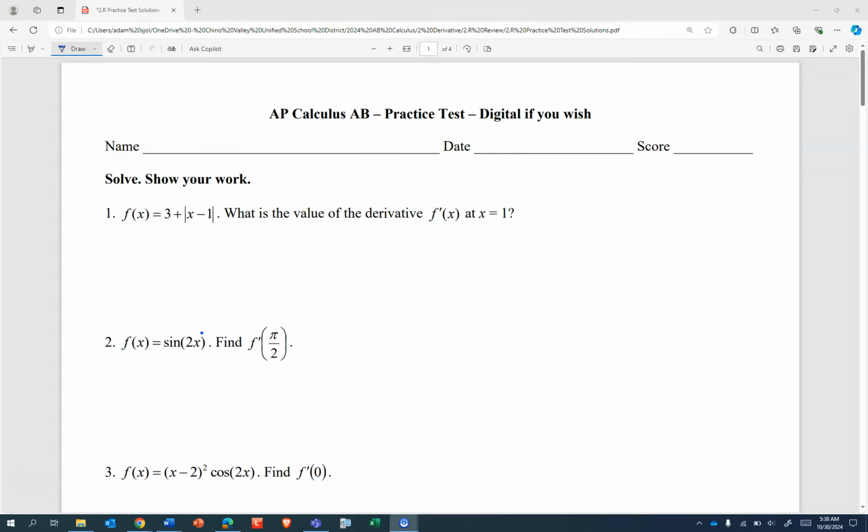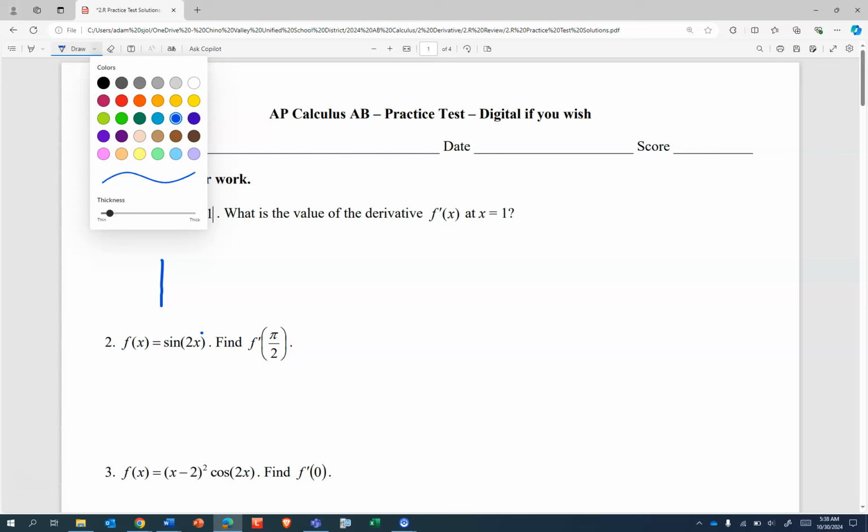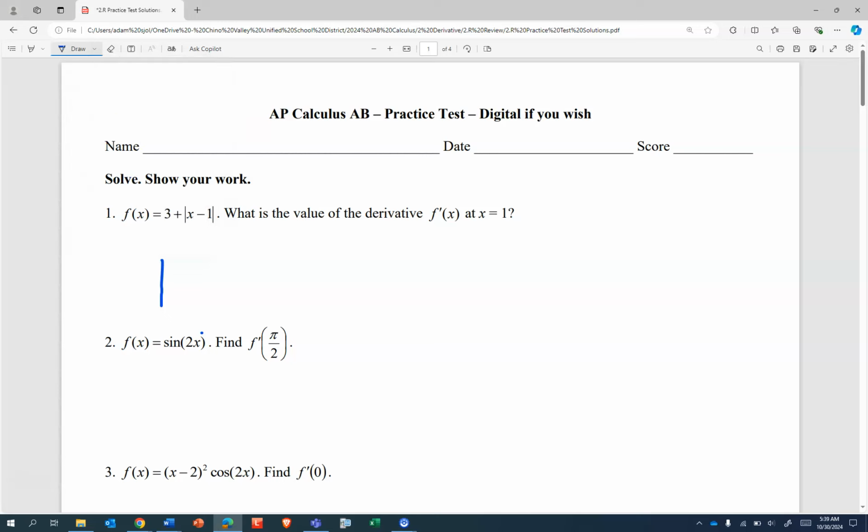Okay, f of x is 3 plus the absolute value of x minus 1. What's f prime of x at x equals 1? I think the best thing to do is to figure out what this graph of f looks like. And f is 3 plus |x minus 1|. Okay, so this is going to be low.